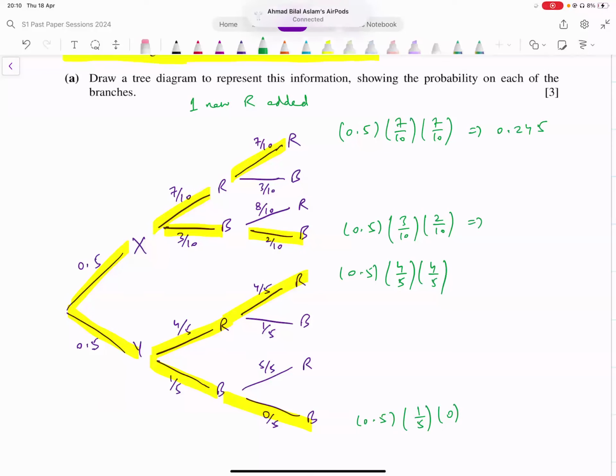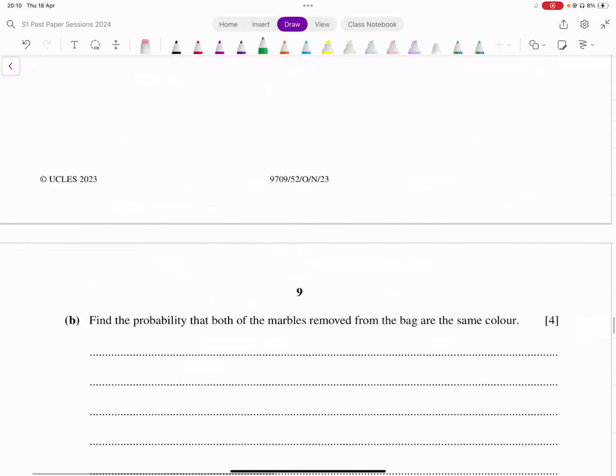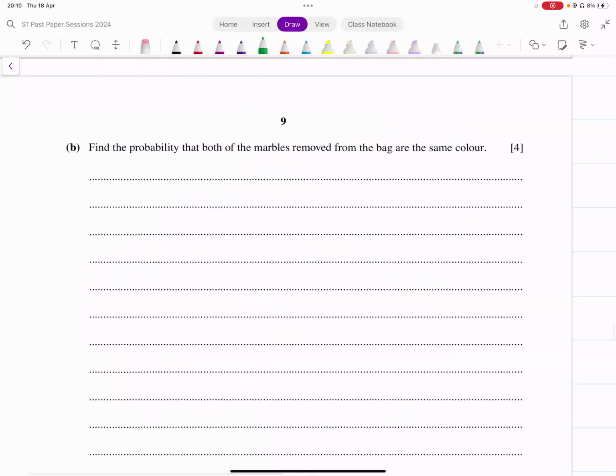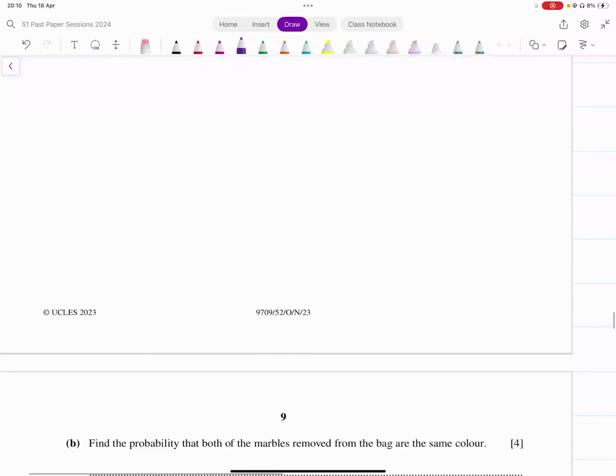Okay, then 0.5 into 0.3 into 0.2, that's 0.03. 0.5 into 0.8 into 0.8, that's 0.32, and this is 0. You just add all of these cases, and that gives you the result. Okay, because it could be any one of those three cases. So basically, now add those cases, 0.245.